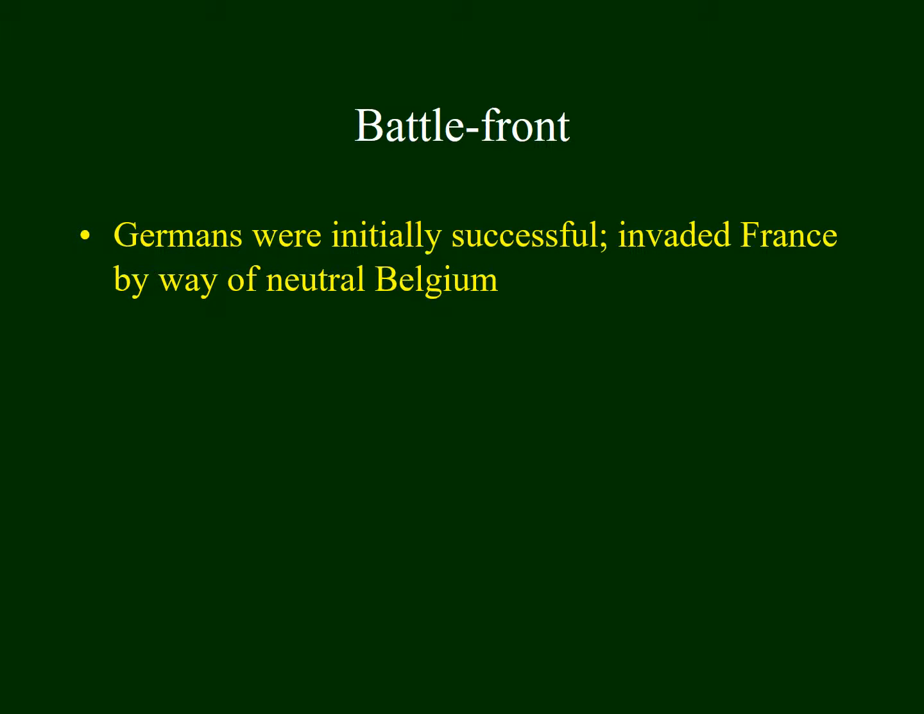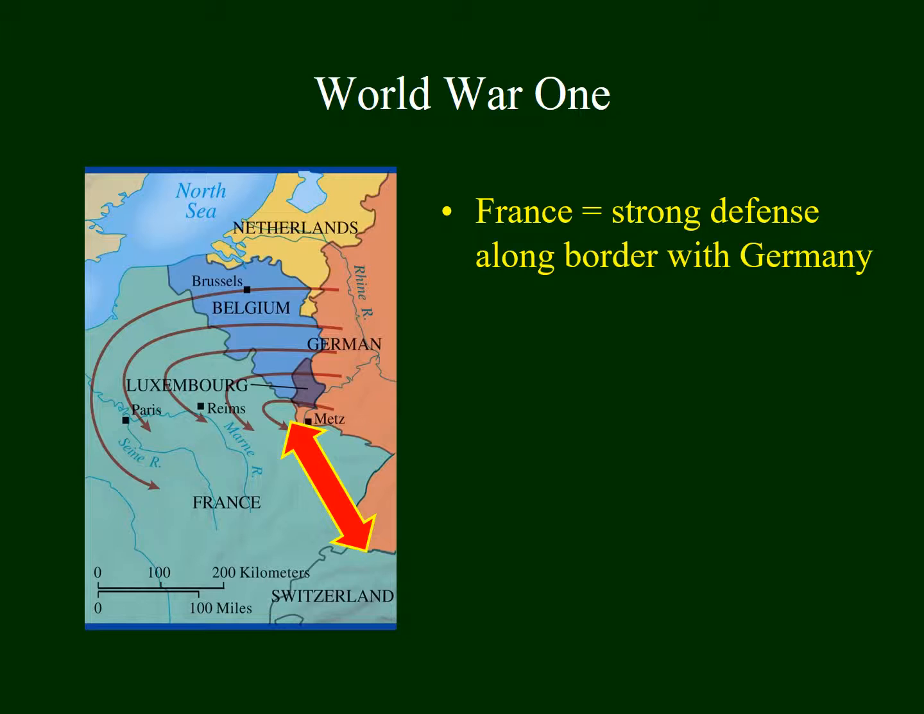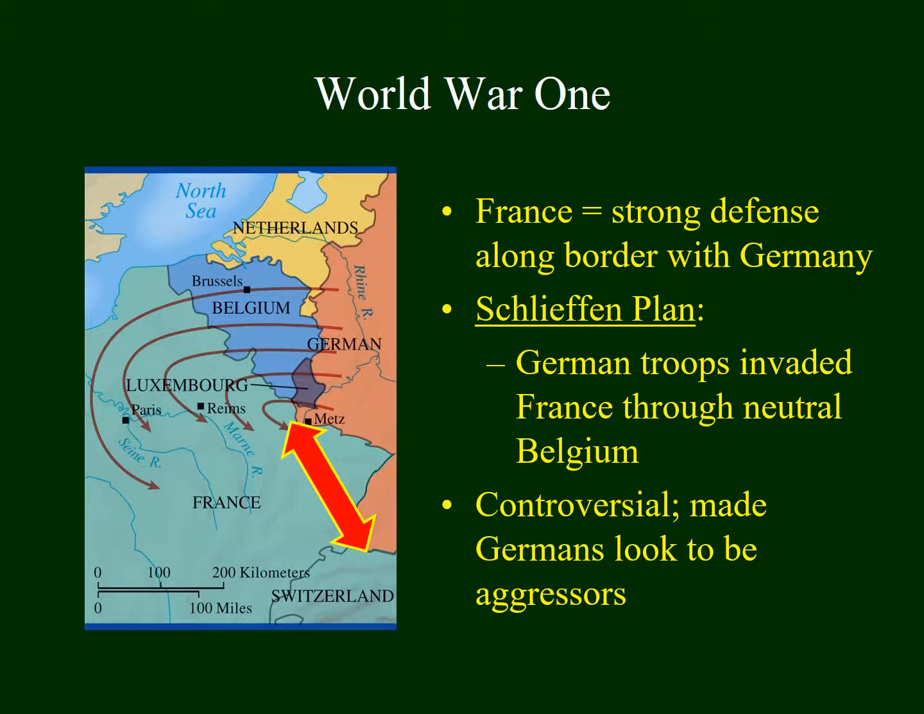When one explores the Battlefront, initially what was clear was that the Germans were very successful, although they did undertake a controversial tactic. French defenses along their border with Germany were quite strong, so the Germans undertook what was called the Schlieffen Plan. Rather than invading France directly, they went through the neutral country of Belgium. This was controversial because it made the Germans look to be the strong aggressors in this case, because Belgium's neutrality had been an important concept for about 100 years throughout European history.